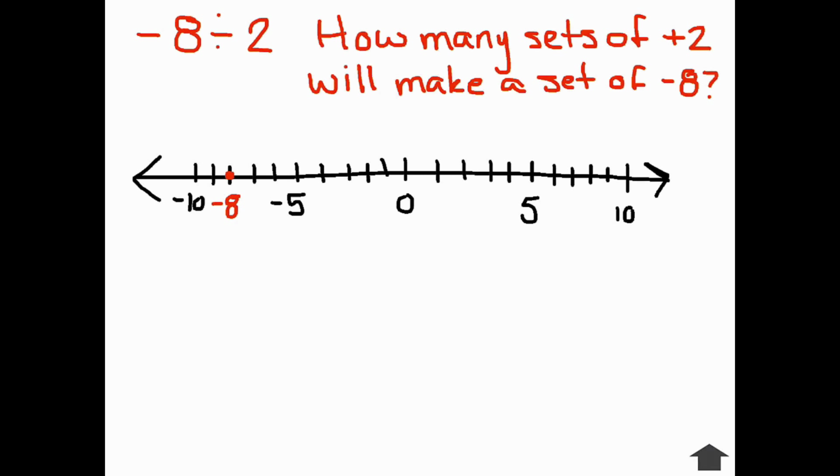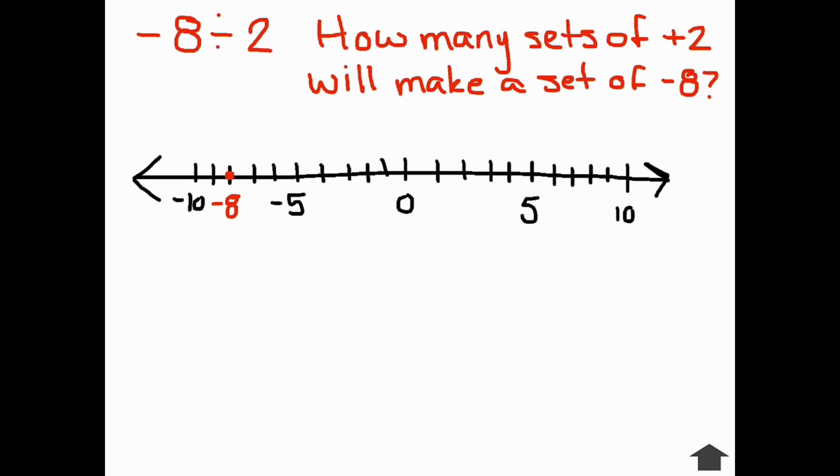Now when I think about sets of positive 2, I think about moving in the positive direction from 0. But if I started adding sets of 2 like I did in our last example, we wouldn't end up with negative 8. We would end up with a positive 8, and we would never reach that negative 8. So how can we fix that? Remember last week, we had to repeatedly subtract or remove sets in the negative 2 multiplied by negative 3 example.